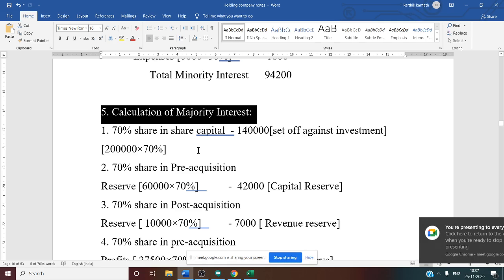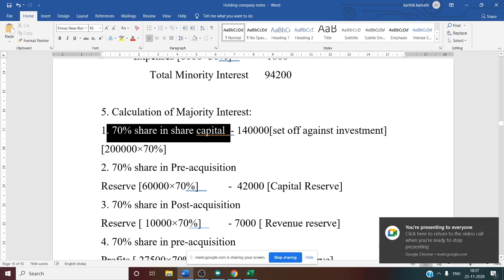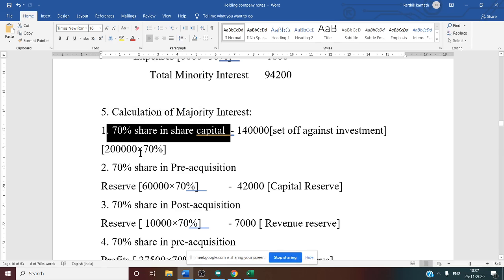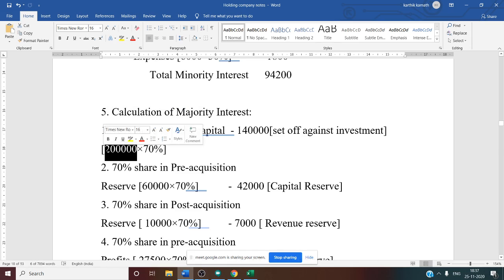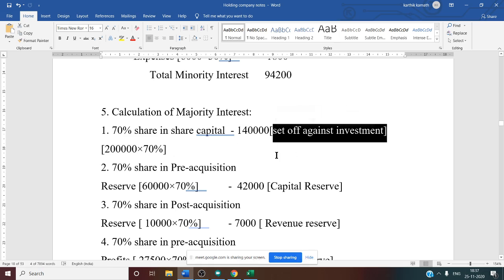So now first one, 70% share in share capital. Why 70%? It is given in the question, in the balance sheet. So 2 lakh is the share capital of subsidiary. On that you take 70%, you will get 1,40,000. So this amount you have to set off against investment. Why? Because this is nothing but paid up value.